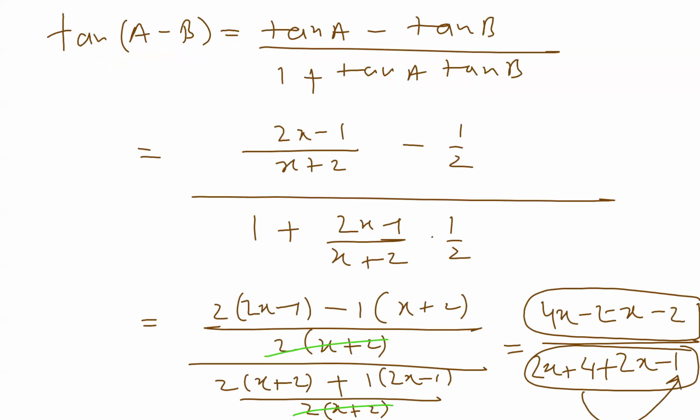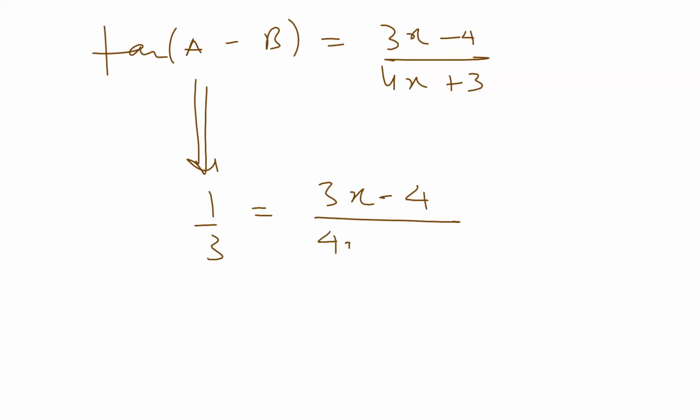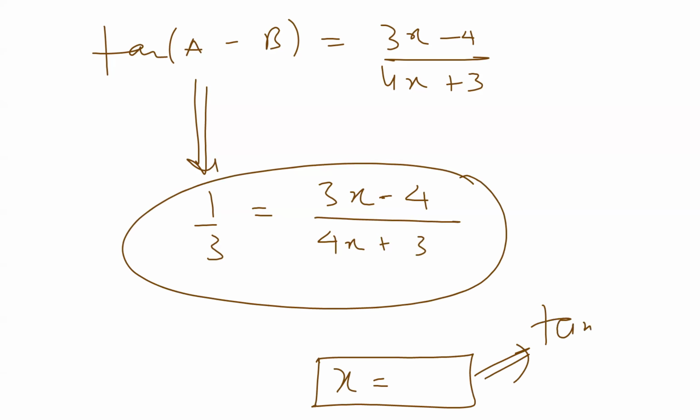Now they are saying tan(A minus B) is 1 by 3 and A is acute. Now we got the value of tan(A minus B), this is 3x minus 4 upon 4x plus 3. Now they are also saying tan(A minus B) is 1 by 3. So this value is 1 by 3 and A is acute, A is in the first quadrant. So we need to find out A. Solve this, you'll get a certain value of x, right? That value of x you put over here: tan A is equal to 2x minus 1 upon x plus 2.